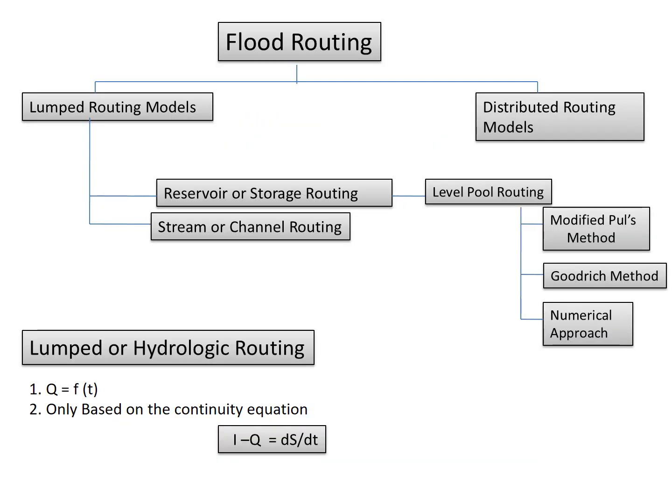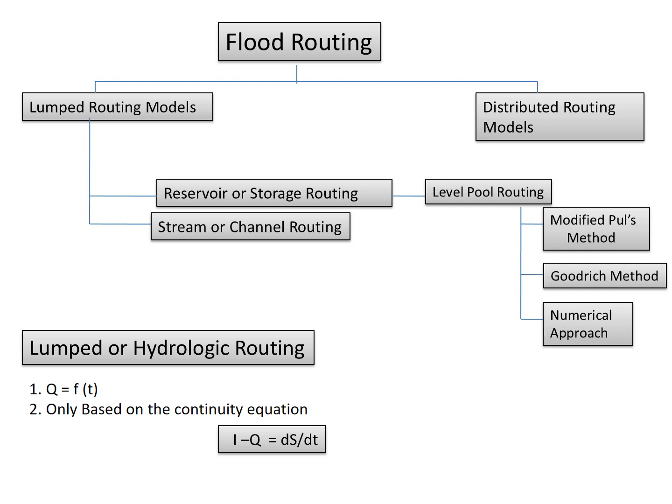There are two types of models used in order to evaluate flood routing: the lumped routing model and the distributed routing model. But the lumped routing model is the most widely used, and we will discuss it on the next slide. There are two types of routing in the lumped routing model: reservoir or storage routing, and the second one is stream or channel routing.